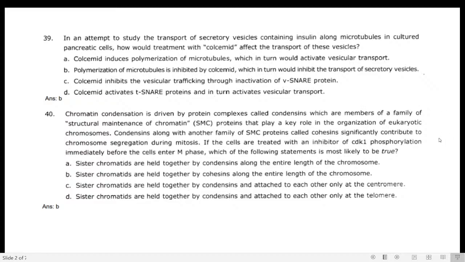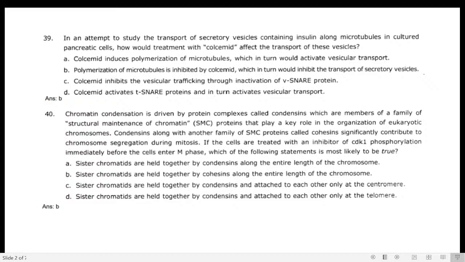Okay, we will enter into the session now. In this Unit 2 Part C, the first question is: in an attempt to study the transport of secretory vessels containing insulin along microtubules in cultured pancreatic cells. This is a study. Then they asked, how would treatment with colcemid affect the transport of vessels?